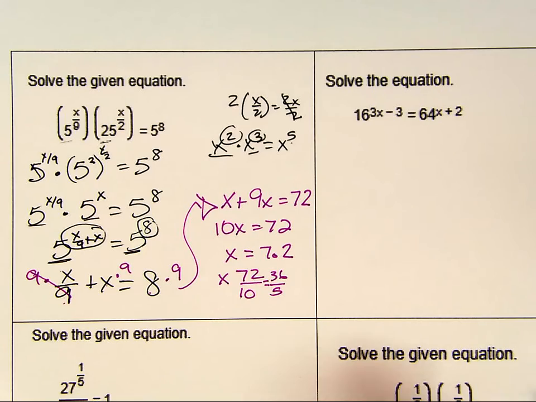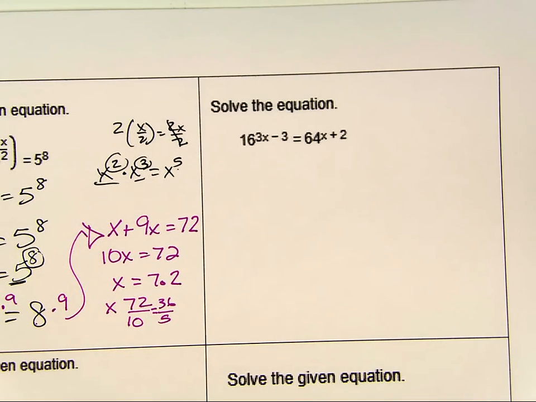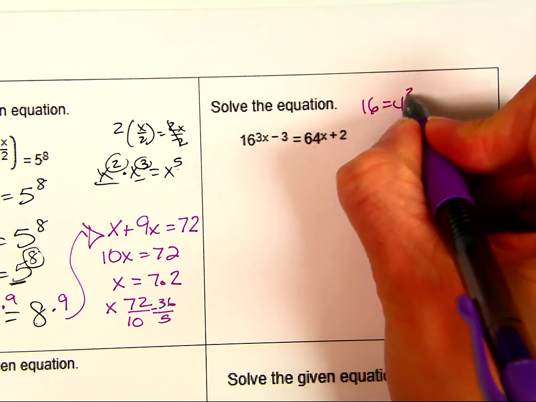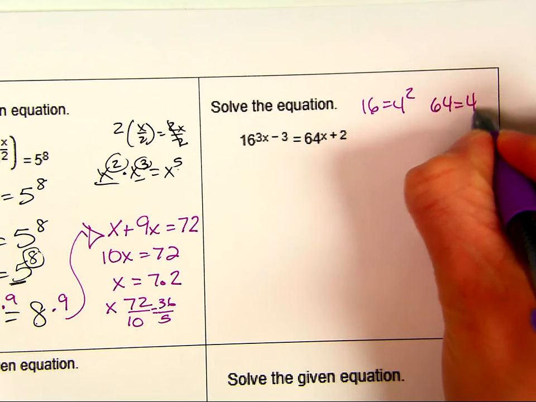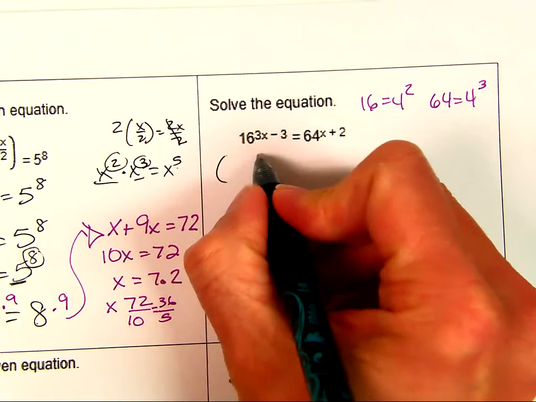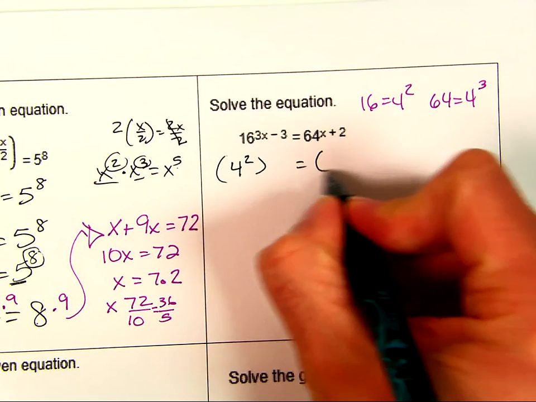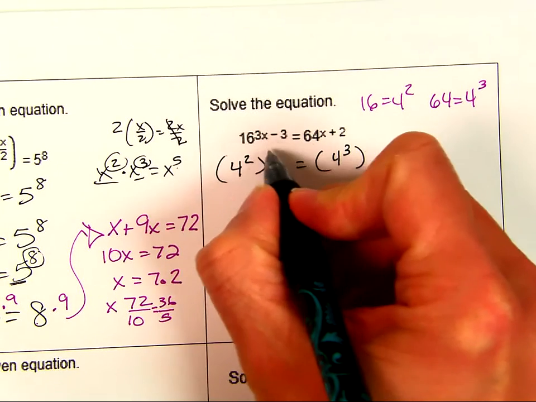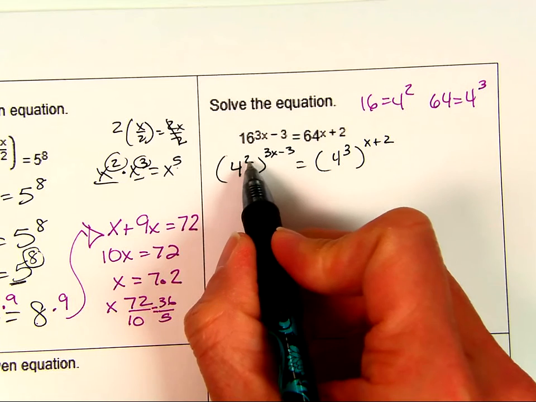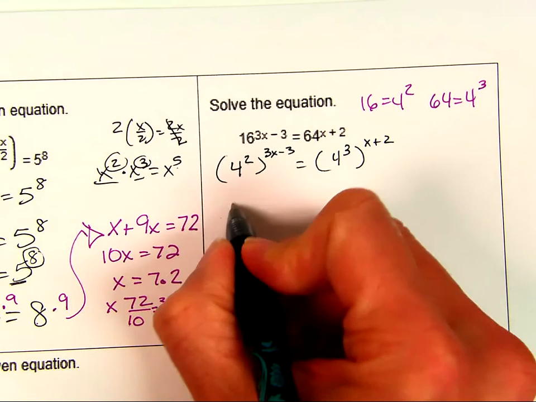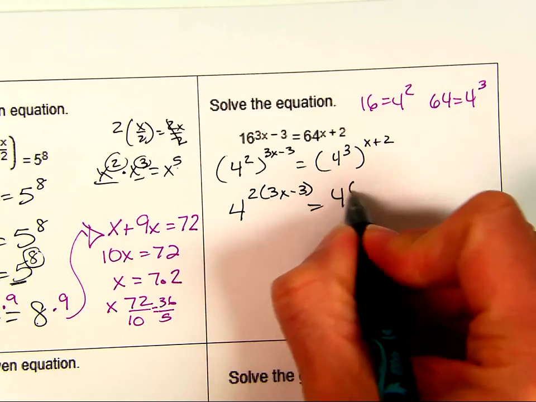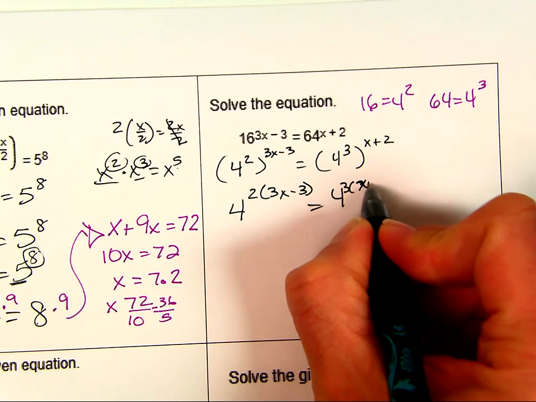Okay, next one. First thing I check, are the bases the same? No, the bases are not the same. But I know that 16 equals 4 squared, and I know that 64 equals 4 cubed. So I'm going to use those instead. So I'm going to rewrite this as 4 squared equals 4 cubed, and then put the exponent that they already gave me there. All right, so now I use the power rule. So it's going to be 4 to the 2 times 3x minus 3 equals 4 to the 3x plus 2.